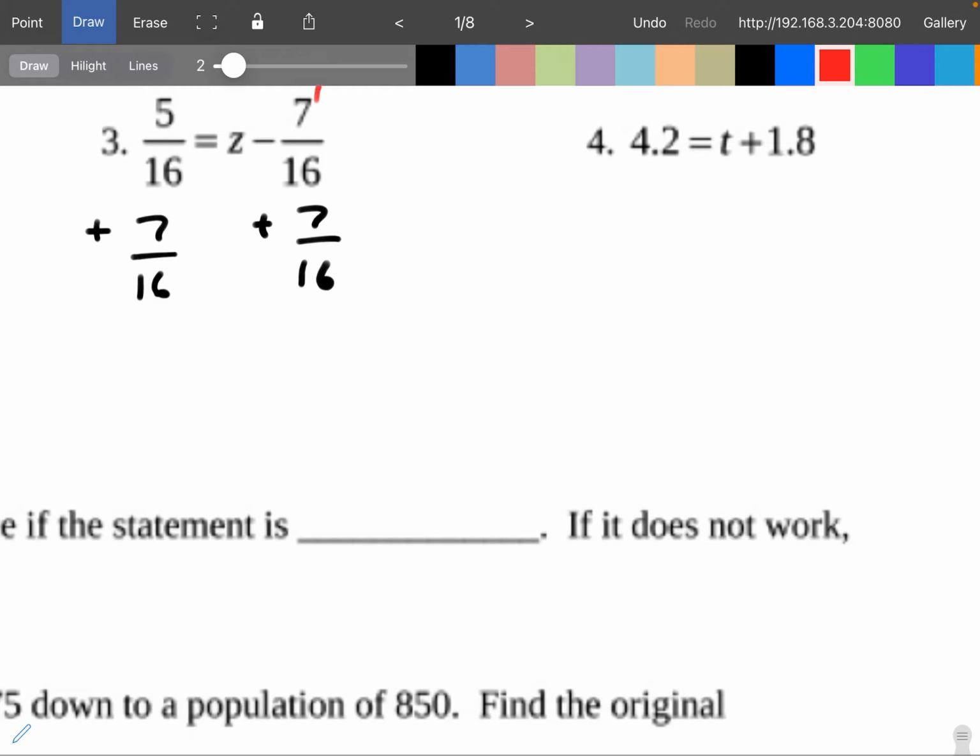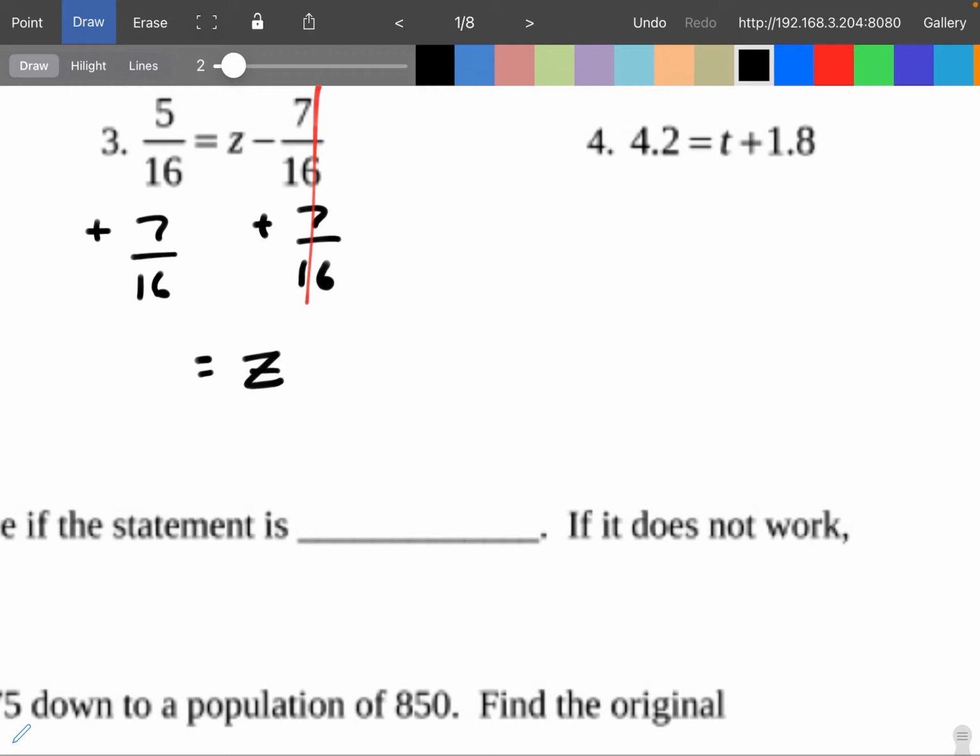And then, again, these are going to cancel out right here. That's 0. Negative 7/16 plus 7/16 is 0. So all we have left on the right-hand side of the equal sign then is just z, which is what we want.